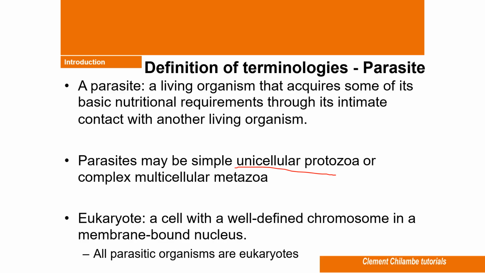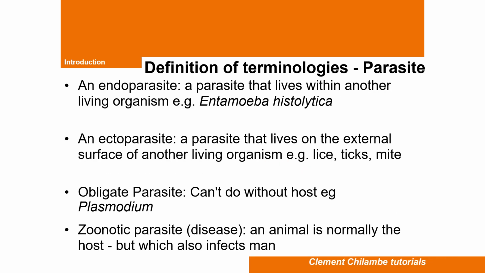Eukaryote: a cell with a well-defined chromosome in a membrane-bound nucleus. We know eukaryotes, isn't it? All parasitic organisms are eukaryotes. You do not have to get confused with that. So we have defined a parasite and also eukaryote. Other definitions that we'd love to talk about are these.